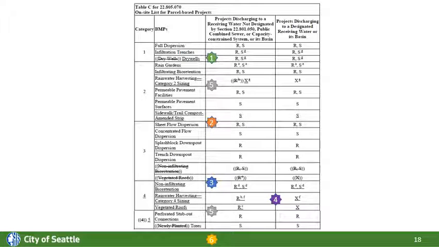The other big change is that for category 3, non-infiltrating bioretention, vegetated roofs, and rainwater harvesting have been moved to category 4. So when you're moving down the on-site list approach, you would have to first demonstrate that the dispersion BMPs are not feasible before going down to category 4 and say proposing a non-infiltrating bioretention for a roof sizing.